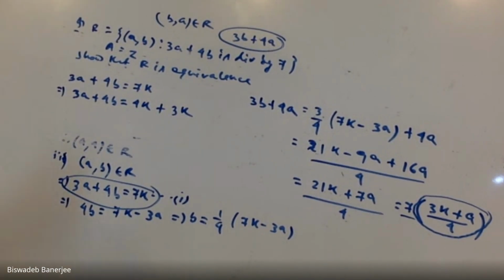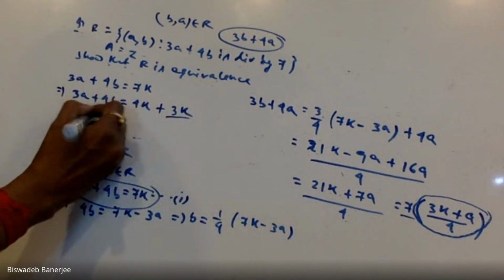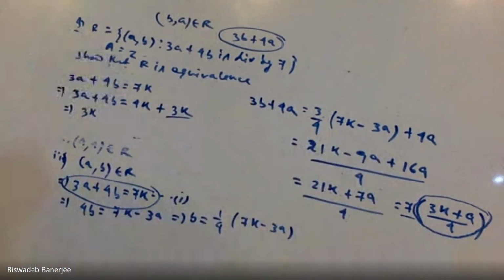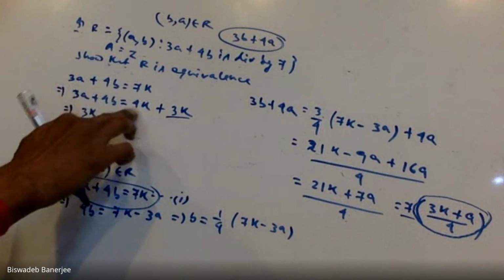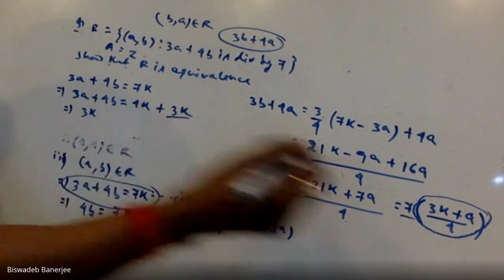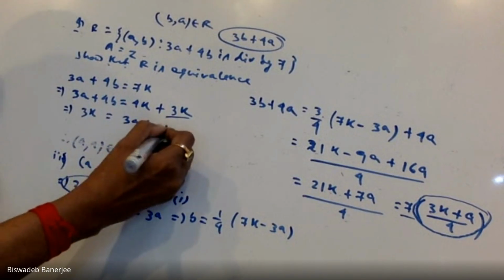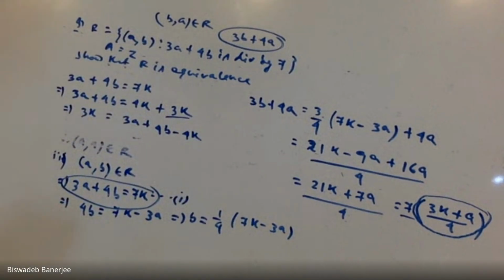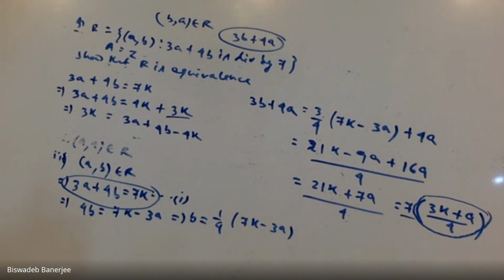From this, we can get the value of 3k. Why are we splitting like this? Because we have to check whether it is divisible by 4 or not. That means we have to split 7k into two parts, 4k and 3k. So after that, we can write 3k, because we need 3k. 3k is equal to 3a plus 4b minus 4k. 3k can be written like this. 3k can be written as 3a plus 4b minus 4k.